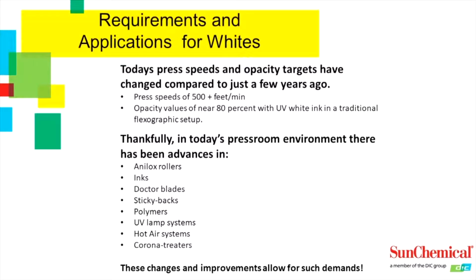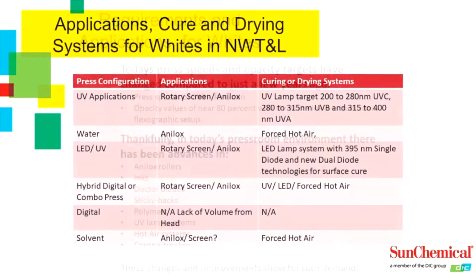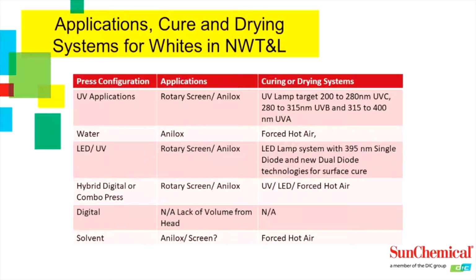Today's press speeds and opacity targets have changed considerably over the past few years. Press speeds are now targeting 500 feet plus. Opacity values are nearing 80, where just a few years ago it was acceptable to be in the 50 and 60% range. Thankfully today in the press room, the environment out there has had advances. Anilox rollers, inks, doctor blades, sticky backs, polymers, UV lamp systems, hot air systems, and corona treaters have all kept up with these demands. There are also the different applications, and some of these are actually intertwined in what they consider to be hybrid presses. UV applications, water, LED UV, hybrid digital design, combination presses, straight digital, and also solvent-based, all play into the narrow web and also your choice of white.